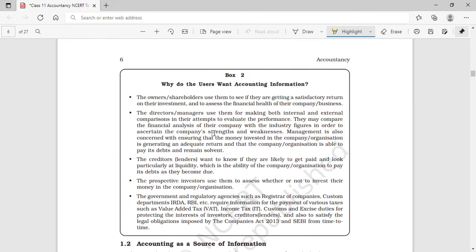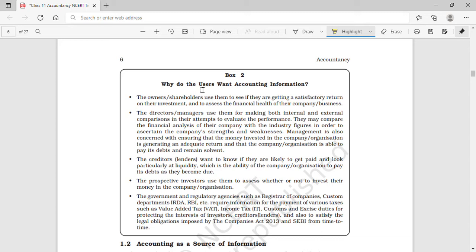Now here, why do the users want accounting information? So what is the benefit for the users? Why do they want it? Well, the owners and the shareholders, they would require it because of what? The financial health of the company, to see whether the company is growing. Guys, I'm repeating the same things again and again because chapter 1 is just the basic introduction for you to understand the different definitions which are used in accounting terms.